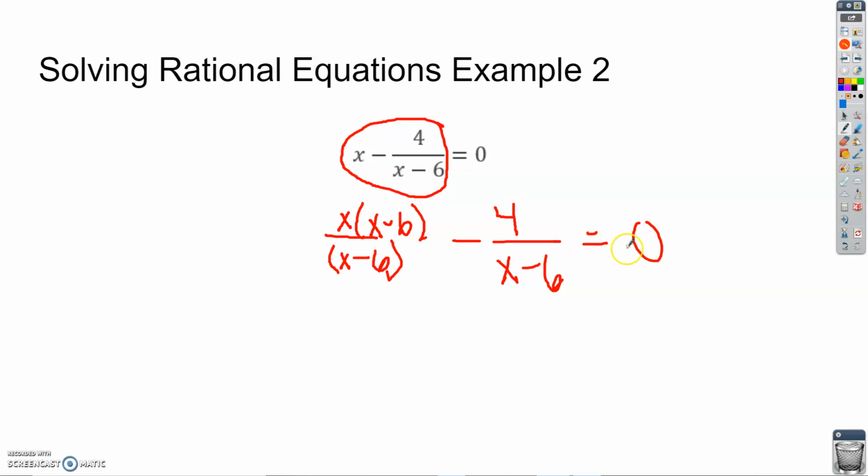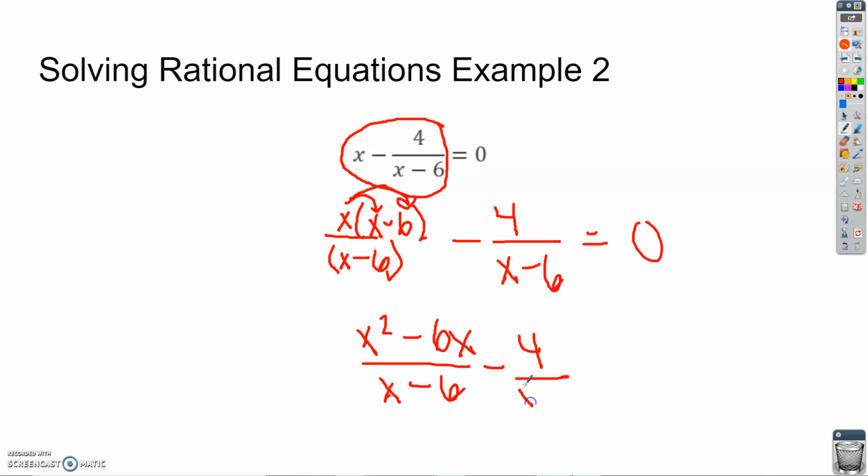And then this one is easy because our equation is already equal to 0. So I'm going to distribute. So we have x squared minus 6x, and I'm going to go ahead and write it over x minus 6, minus 4 over x minus 6. And then I'm going to go ahead and subtract my fractions. So that's x squared minus 6x minus 4 all over x minus 6 equals 0.